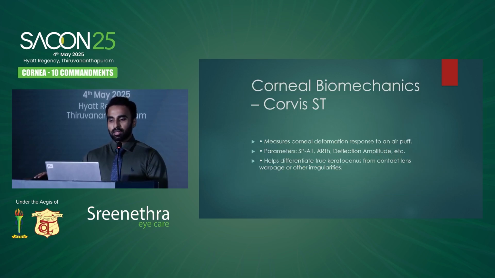The other thing is the Corvis biomechanics. As you know, Corvis is something that is now being looked at a little more. This is a device that is like an air puff tonometer, where it deforms the cornea, and there's a Scheimpflug camera which is able to capture the rate of deformation and how it bounces back to its normal structural integrity. So this will help us to differentiate a true keratoconus from keratoconus-like conditions.